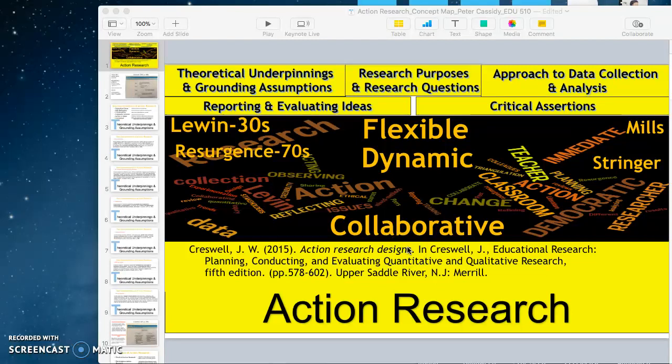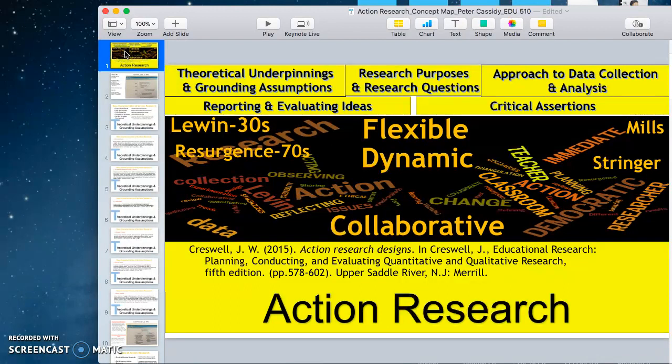I'm going to be reporting on Chapter 17, Action Research. Here is kind of my concept map. I used a Wordle, some of the key words that I'll be showing you as we go through the rest of the slides. So we're going to be looking at theoretical underpinnings and grounding assumptions, research purposes, approach to data collection and analysis, reporting and evaluating ideas, and critical assertions. So let's continue.